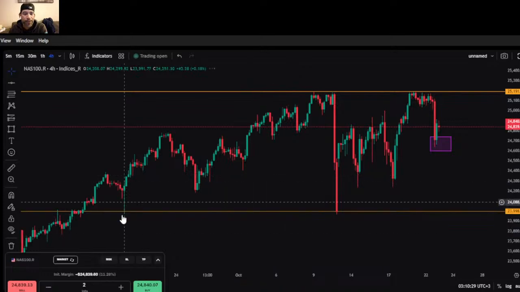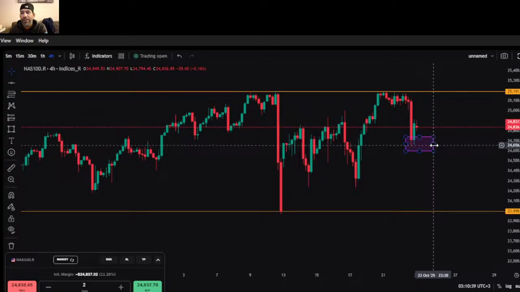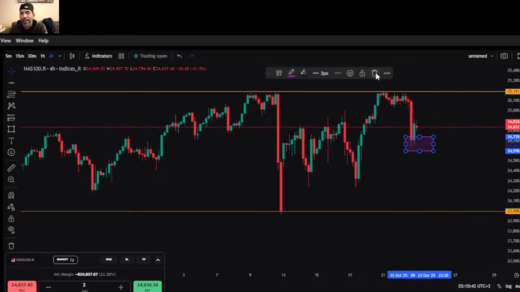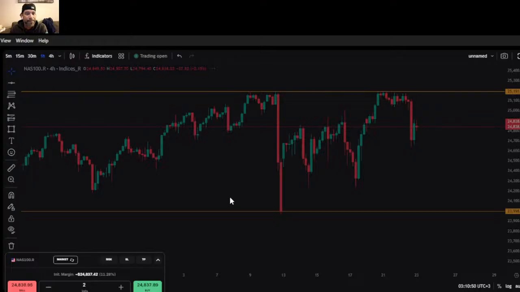Look at this wick right here, wick rejection here on the 4 hour, dump, and then pumped right back up. Now it's coming down, making a correction. Then we get another impulsive move down. All right, so that's the plan on the Nasdaq. Not a lot of volume during Asia though, so I won't be looking at it much, but just to give you guys the analysis on the Nasdaq.